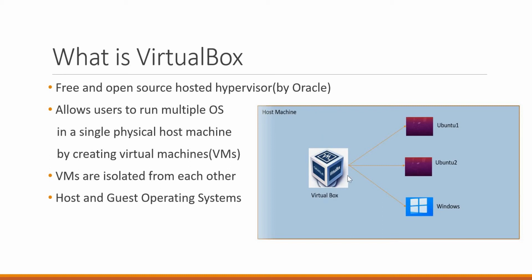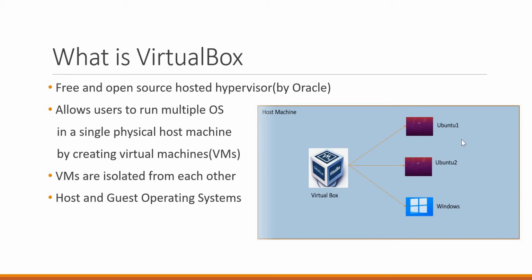That means VirtualBox allows us to create multiple operating systems. And these VMs are isolated from each other. That means if we allocate some resources like memory or disk, etc., they will be used only by this VM. For example, if my host contains 8 GB RAM and I allocate 2 GB RAM to each VM, each VM will use that 2 GB RAM. So that means each VM is isolated from each other.